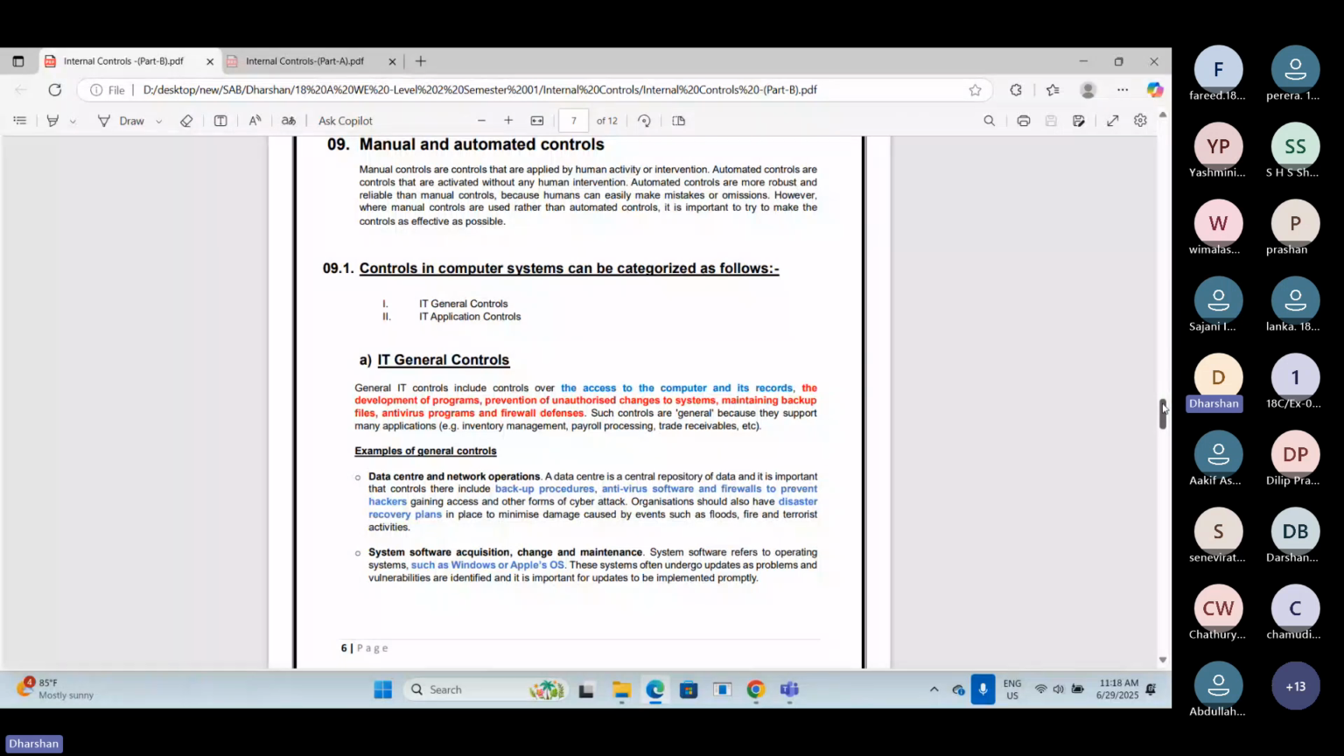Before discussing in detail these automated controls or IT controls, I want to explain this part with an example from our normal life today. Listen to me. Let's say you have a mobile phone. Forget about the organization and all these IT things. First of all, you should understand the concept.